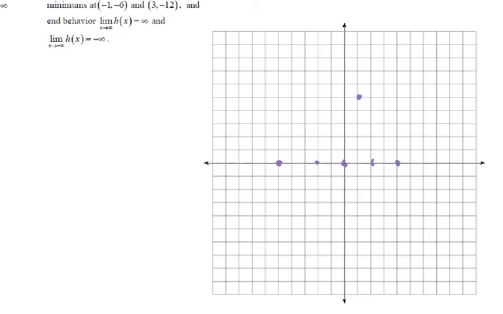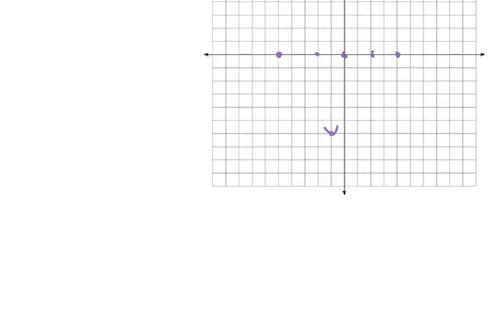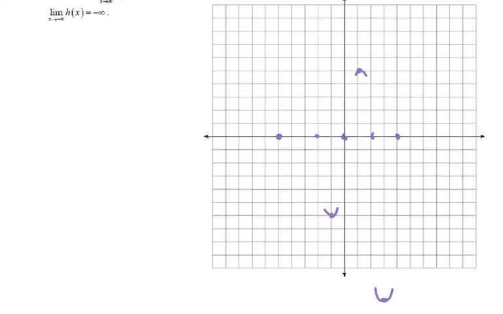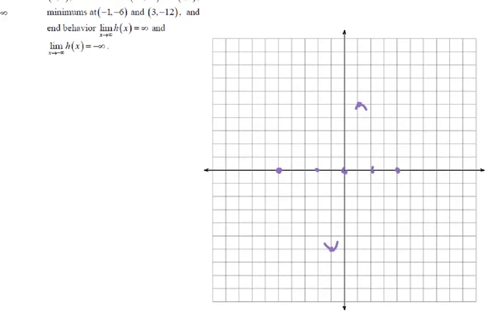And minimums at negative 1, negative 6, so minimum, maximum, and 3, negative 12. So that's negative 10, 11, 12, right down there. And end behavior, as we approach to the right, we go up. So this is our last x-intercept. So I know I'm going up. And as we go left, we go down. This is my leftmost intercept, so I'm going down from here.